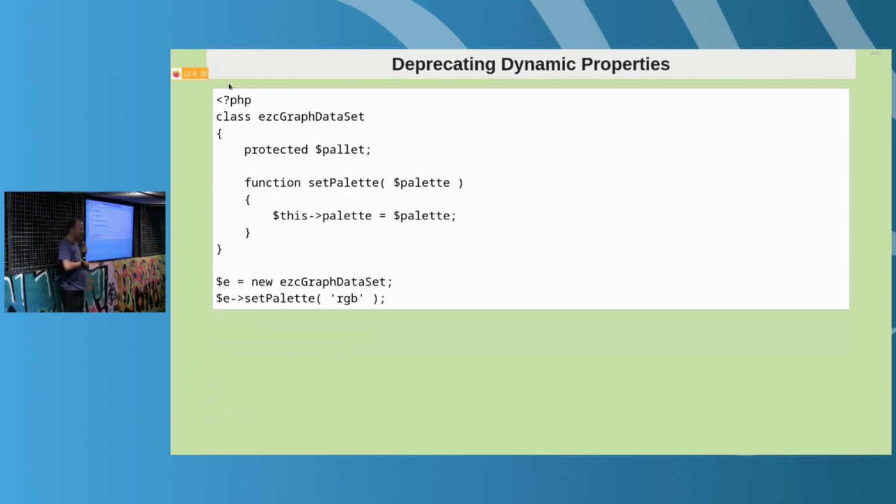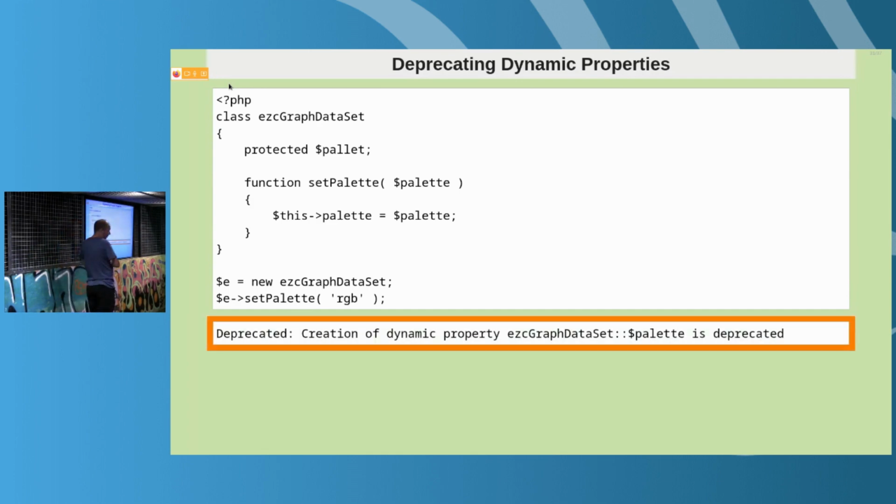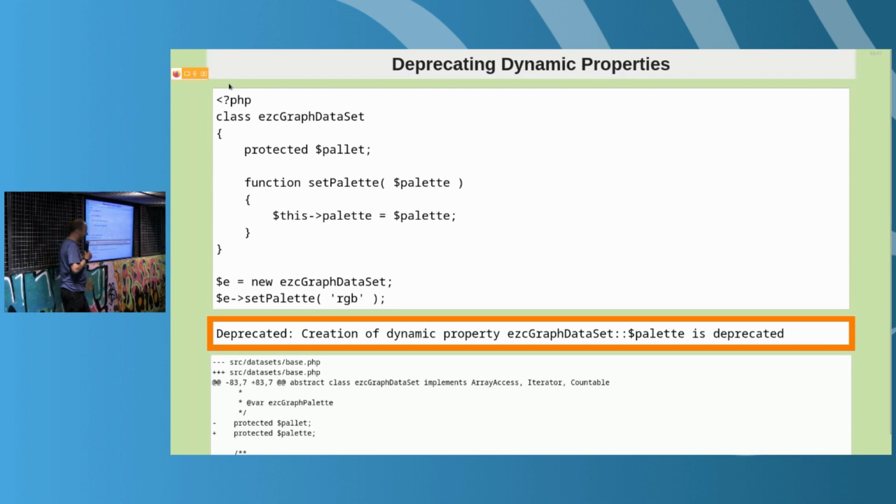Can you see the mistakes in this code? Somebody didn't know how to write the word palette. And when I ran my test suite with PHP 8.2, I got an error message saying you typoed something. This error, to be specific, creation of the dynamic property palette is deprecated. And then I went over this and fixed that. This is more important if you have typed properties.